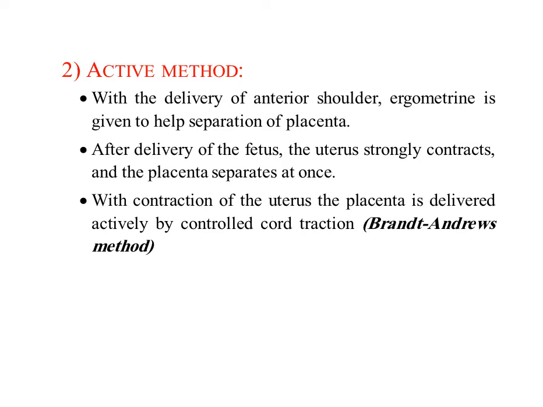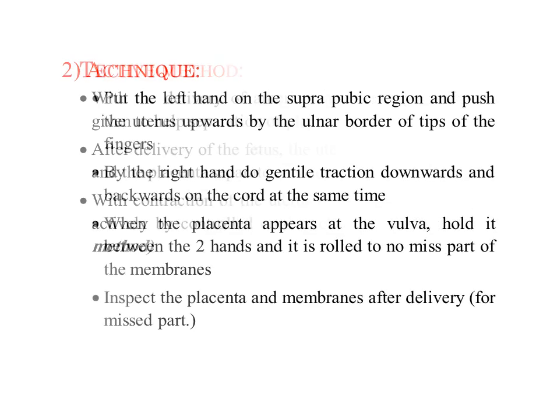Active method: with the delivery of the anterior shoulder, ergometrine is given to help separation of the placenta. After delivery of the fetus, the uterus strongly contracts and the placenta separates at once. With contraction of the uterus, the placenta is delivered actively by controlled cord traction.